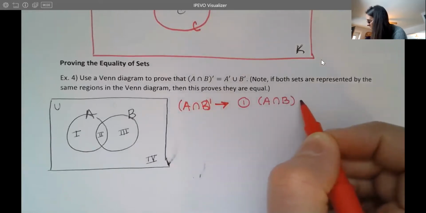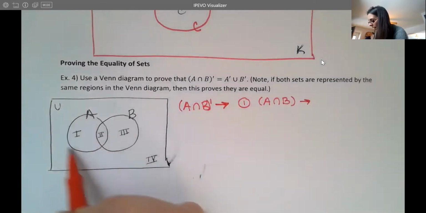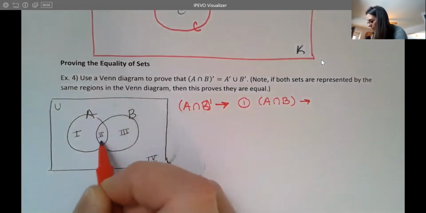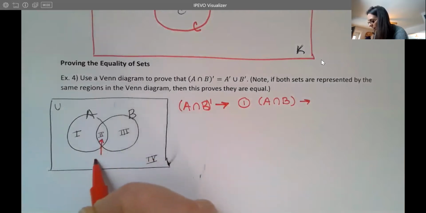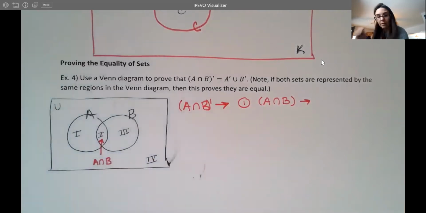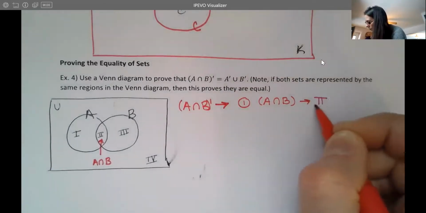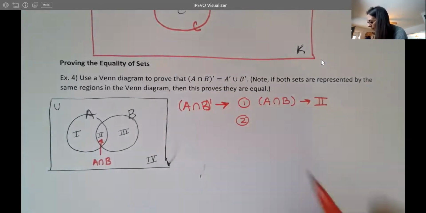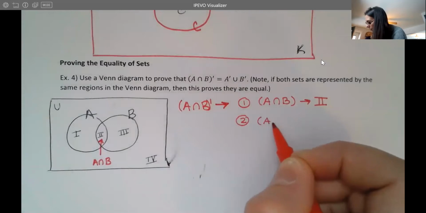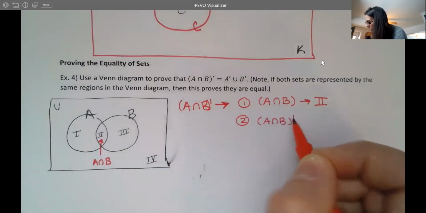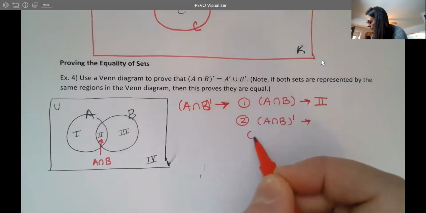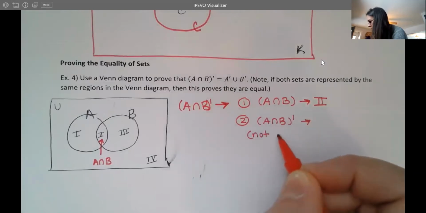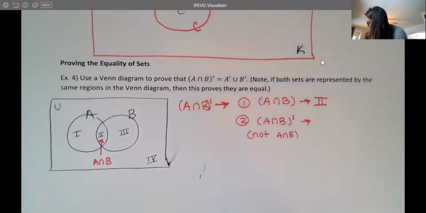If I look at my Venn diagram, where is A intersecting B? Well, it's right here in the middle, right? So this middle piece here is A intersect B. It always is. So my first piece is the region 2. Now I want to take the complement of that. So now I want to take that intersection and take its complement. So I want everything that is not A intersect B.